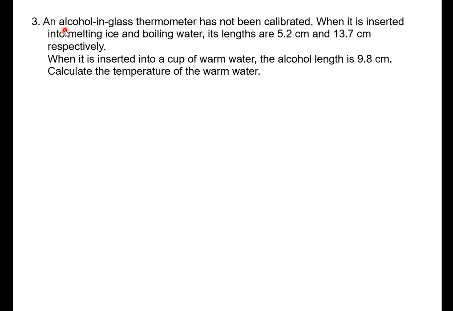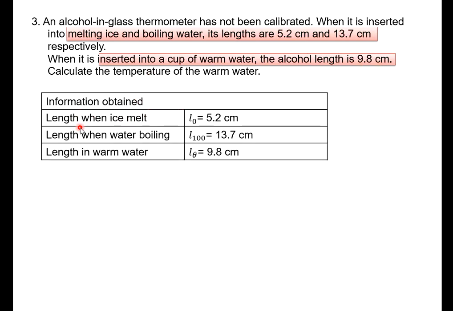An alcohol-in-glass thermometer has not been calibrated, which means it is a clean thermometer with no scales on it. When it is inserted into melting ice, which means 0 degrees Celsius, and boiling water, 100 degrees Celsius, the lengths are 5.2 cm and 13.7 cm respectively. At 0 degrees Celsius, the length is 5.2 cm. At 100 degrees Celsius, it's 13.7 cm. When it is inserted into a cup of warm water, the alcohol length is 9.8 cm. Calculate the temperature of the warm water.